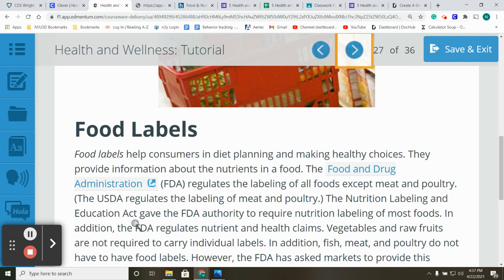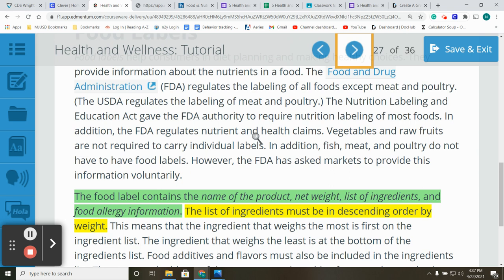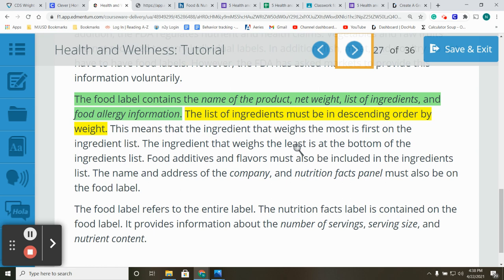The Nutrition Labeling and Education Act gave the FDA authority to require nutrition labeling of most foods. In addition, the FDA regulates nutrient and health claims. Vegetables and raw fruits are not required to carry individual labels. In addition, fish, meat, and poultry do not have food labels. However, the FDA has asked markets to provide this information voluntarily. The food label contains the name of the product, net weight, list of ingredients, and food allergy information.